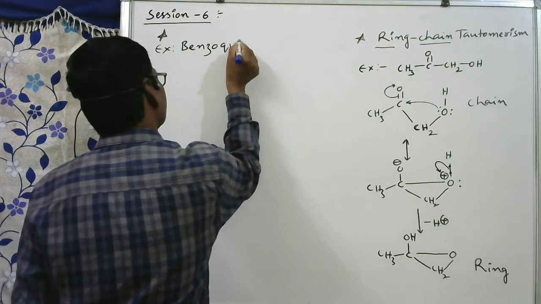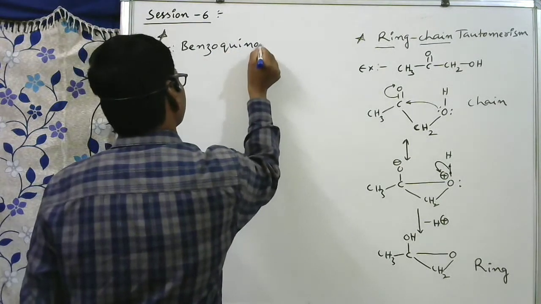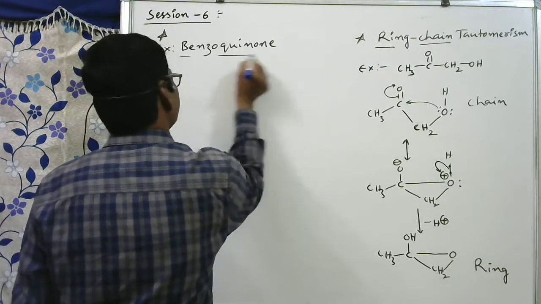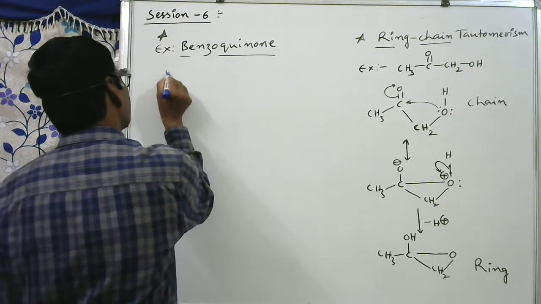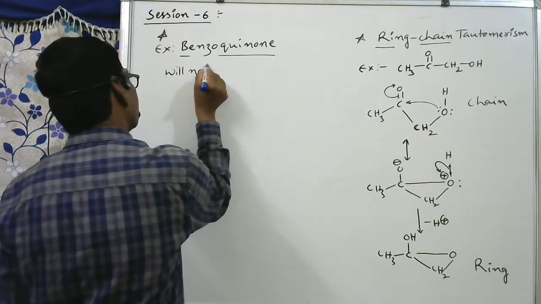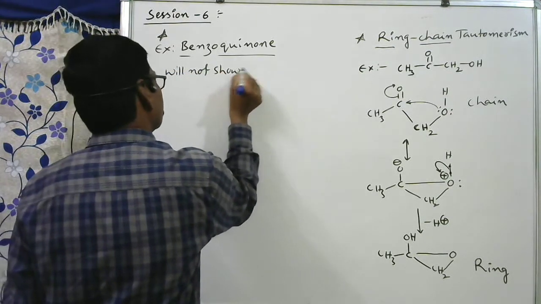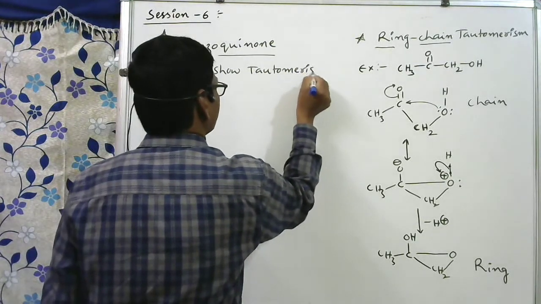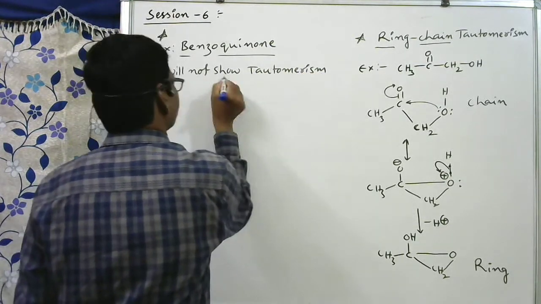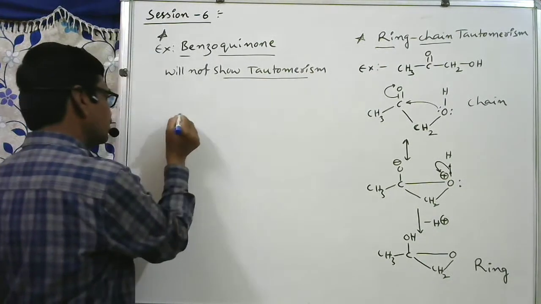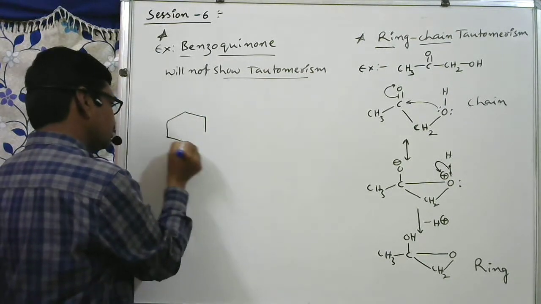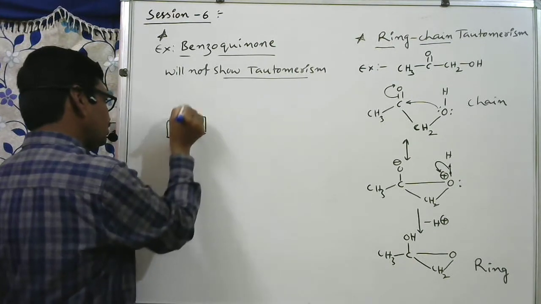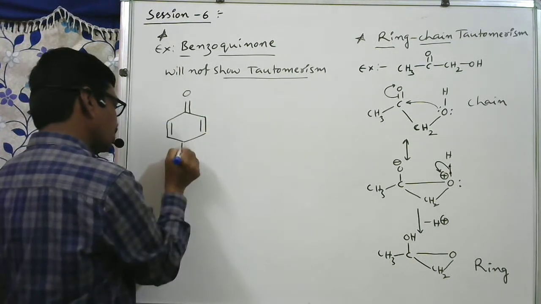Benzoquinone. Here, even though alpha hydrogens are present, this benzoquinone will not show tautomerism. Remember, it will not show tautomerism. This is important. So benzoquinone we can write like this: here double bond O, here also double bond O.